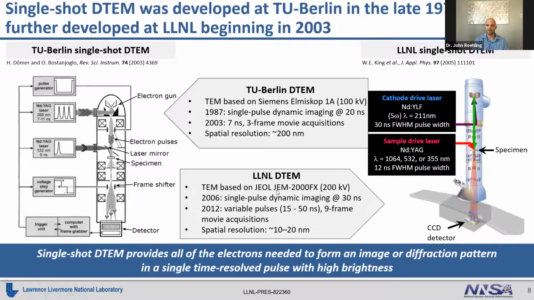So Livermore came in, and we wanted to improve upon that and have a TEM which operates a lot closer to the resolution limit of a TEM. We introduced a number of improvements. We had our first demonstration of our single shot mode in 2006, and in 2012 we moved on to movie mode, which had a number of advantages. And the spatial resolution improved by about an order of magnitude over the initial instrument at Berlin.